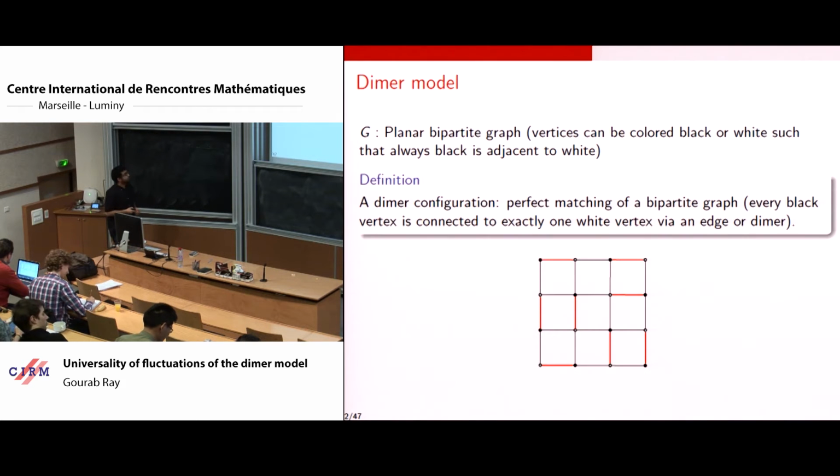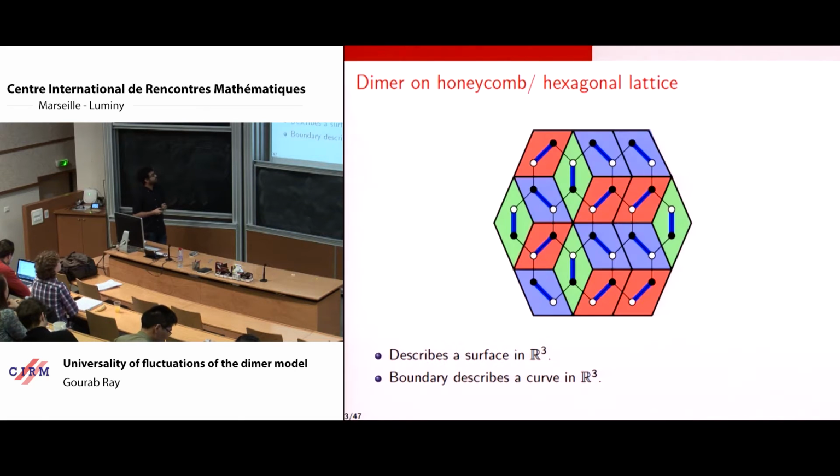Okay, so the dimer model, let me remind you. I'm going to work with bipartite planar graphs because I want to work with the height function. A dimer model is a perfect matching. So I will match the black vertices with the white vertices such that every black vertex is matched with exactly one white vertex. Okay, so that's what I call a dimer configuration. And of primary interest would be the hexagonal lattice.